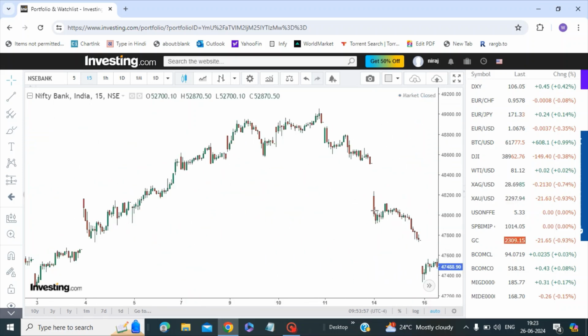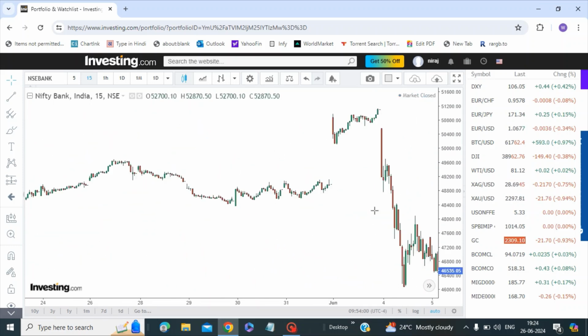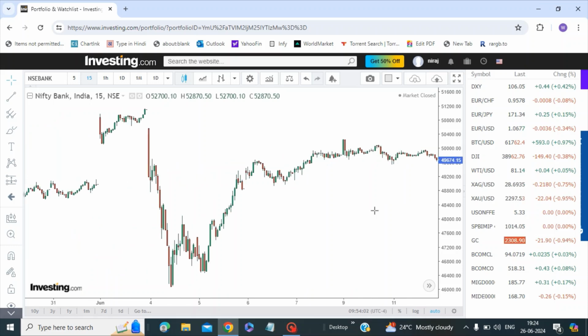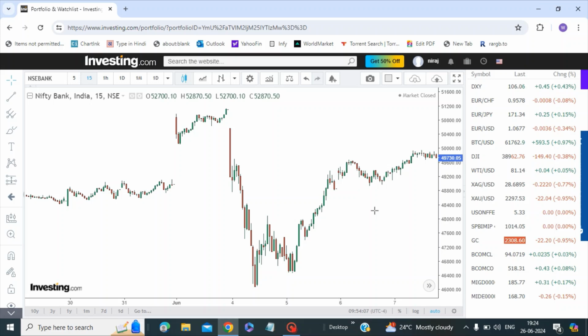This actually happened on election day, the 4th of June. The prices collapsed after the news that BJP is not getting the majority, and you can see the price collapsed. And now the buyer came out here, and the seller again tries to push the price down, down, down until more than 50% correction has happened to this buyer's move.